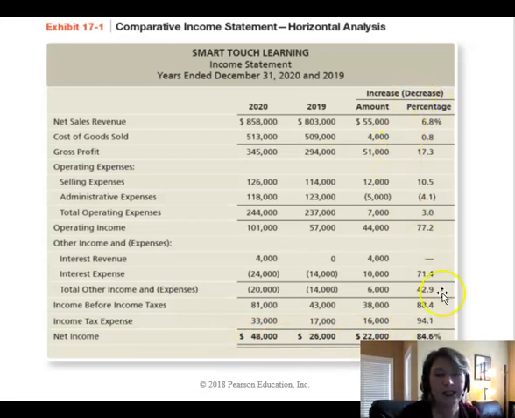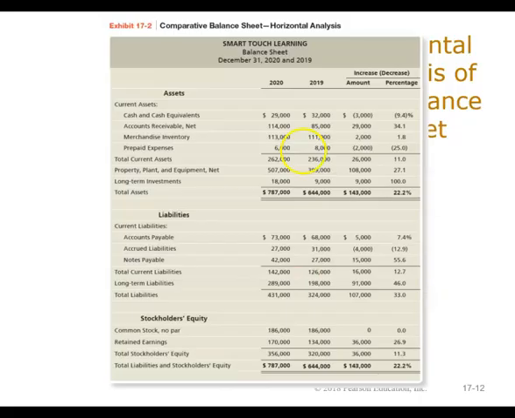Okay, so when we put everything together, we see that from 2019, 26,000 to 2020, 48,000, it had a pretty significant increase. So this is a good thing. But by doing this horizontal analysis, you can make more sense out of these numbers and sort of put together what may have happened in this company to cause these changes. All right, the balance sheet horizontal analysis looks the same, and you're going to calculate it the same. You'll take the difference divided by the base year, and these are your horizontal percentages.